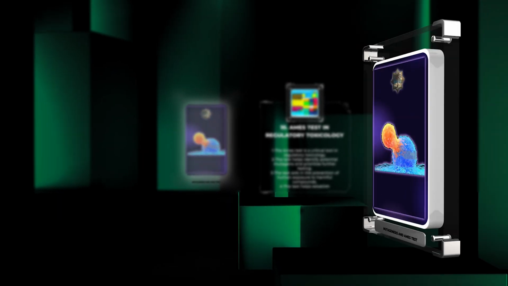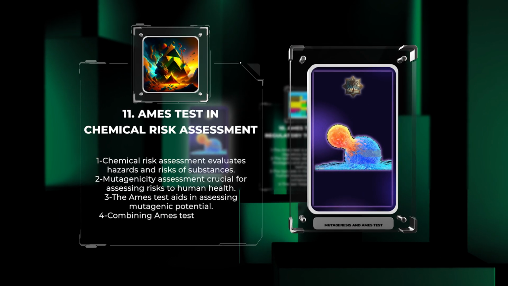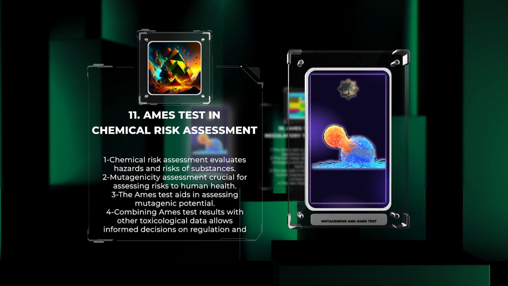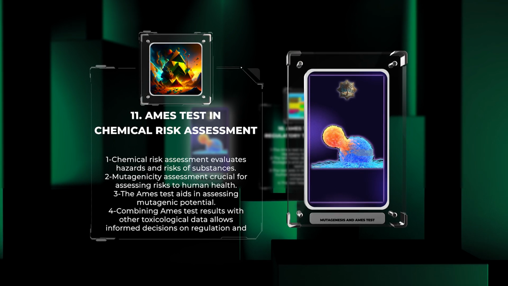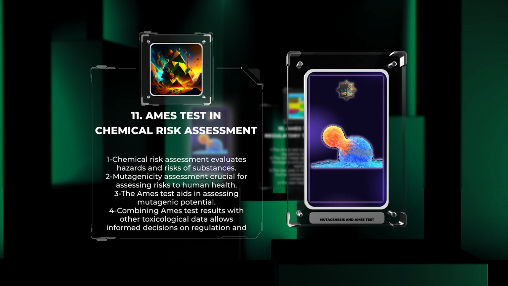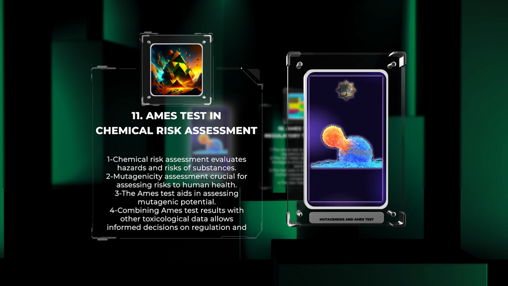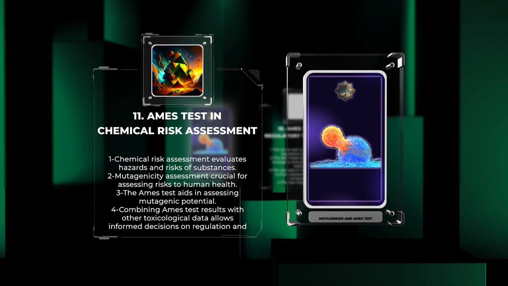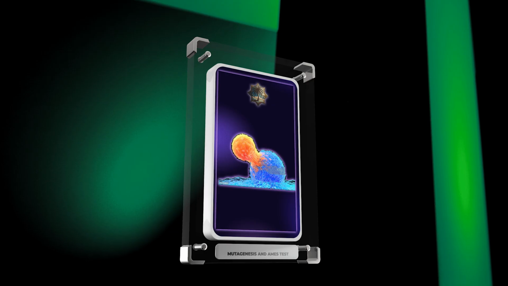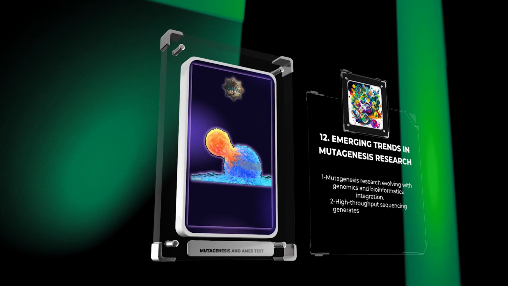Chemical risk assessment helps evaluate hazards and risks of substances. Mutagenicity assessment is crucial in assessing risks to human health. The Ames test detects DNA mutagenesis in bacteria, aiding in assessing mutagenic potential. Combining Ames test results with other toxicological data allows informed decisions on regulation and safe handling of mutagenic compounds. This enhances public safety.